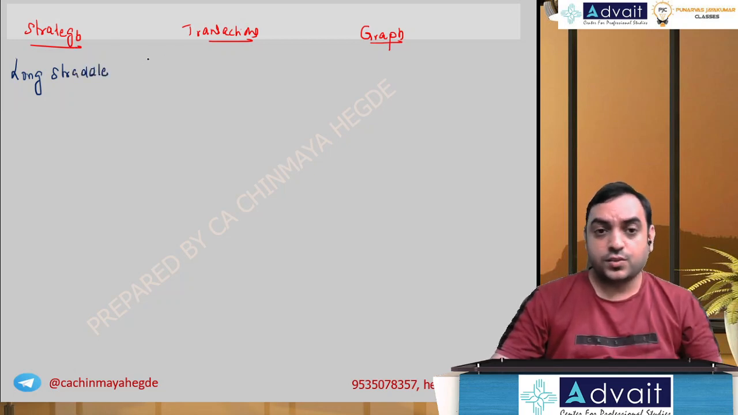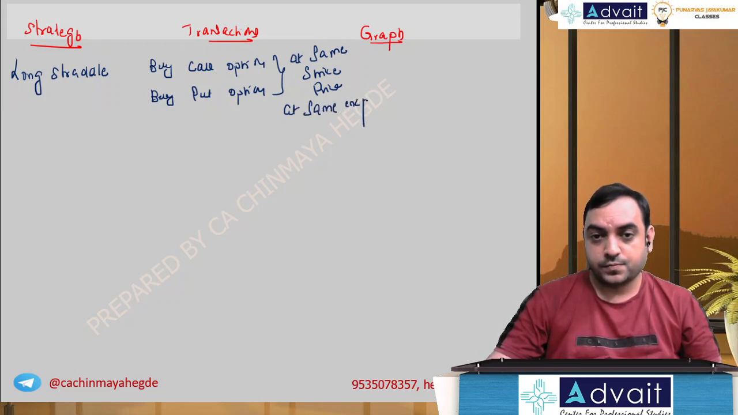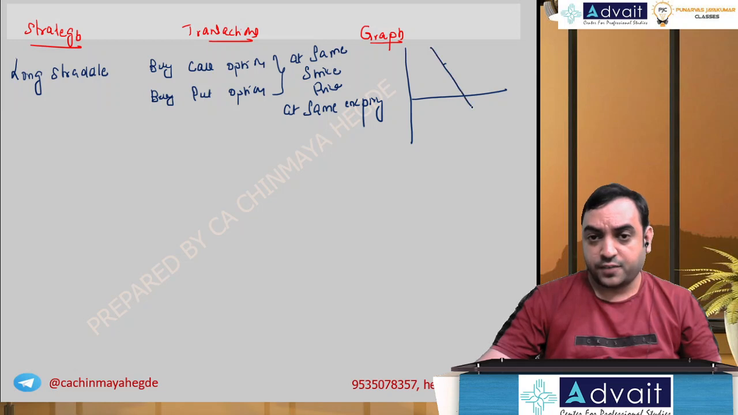And the transactions: you buy a call option, you buy a put option at the same strike price and the same expiry. So the payoff graph will look like this. You will have a V-shaped kind of thing.